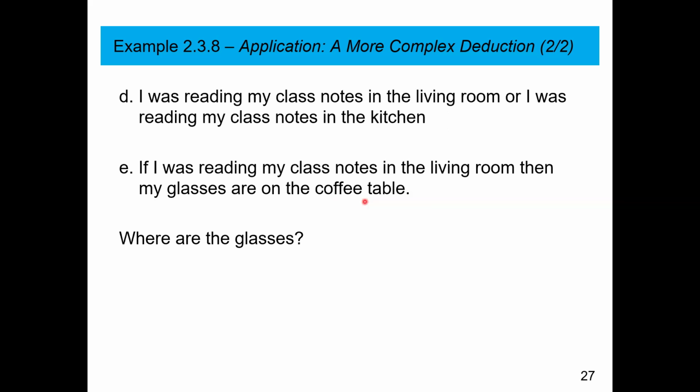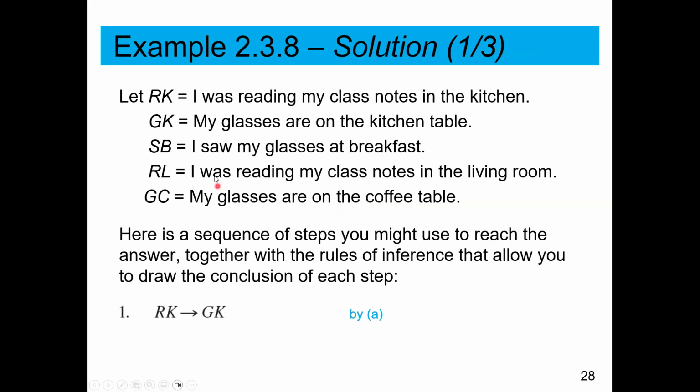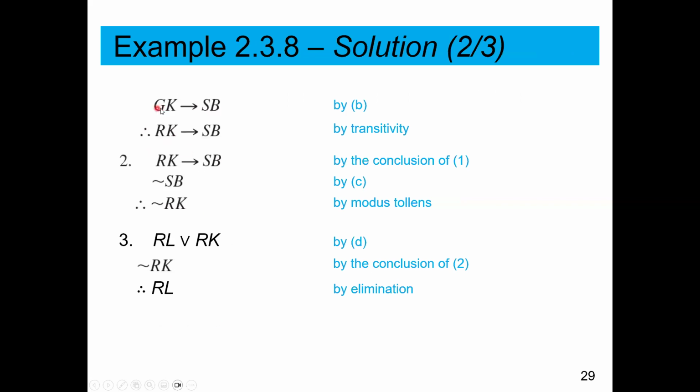So this is the logic I just explained to you. Your book does this really nice thing where it turns each of those statements into a variable. RK is reading notes in the kitchen. GK, glasses on the kitchen table. SB, saw them at breakfast. RL, reading in the living room. GC, glasses on the coffee table. All right, so RK implies GK. That's what part A told us. Then we get GK implies SB.